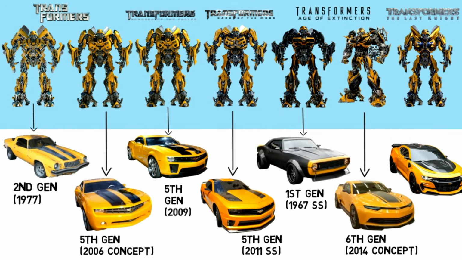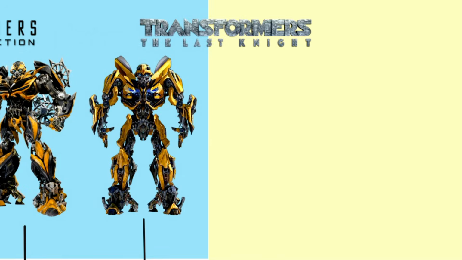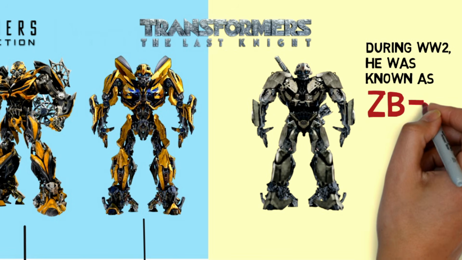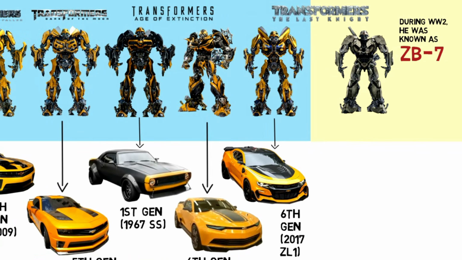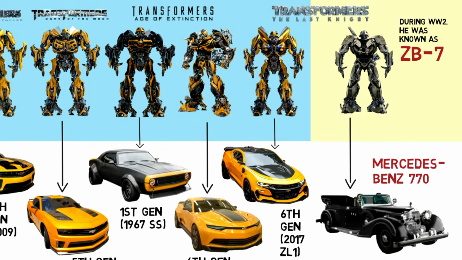There was also this one unique exception, where, in a flashback shown in the 5th movie, it was revealed that Bumblebee was already around during World War II. Known back then as ZB7, he transformed into a Nazi-era Mercedes-Benz 770.